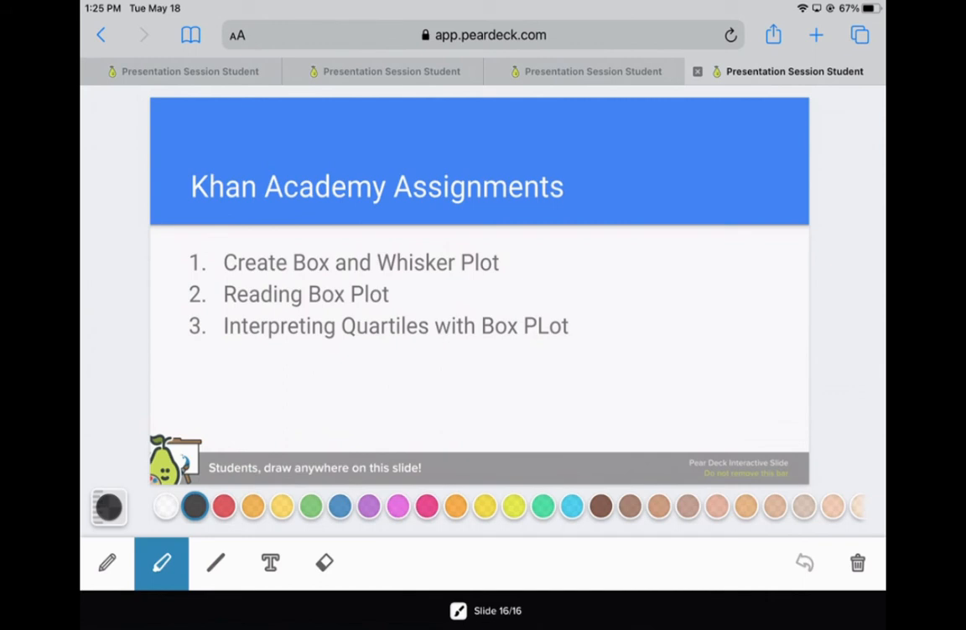So here are the 3 assignments that you're going to work on. The first is create box and whisker plot. You should be able to read. The second one is read a box plot. And the third one is interpreting quartiles with box plot. So these are the 3. It seems like a lot, but each of those shouldn't take you too long. You just have to click on the number. Interpreting quartiles with box plot is not too bad. It should be really fast.